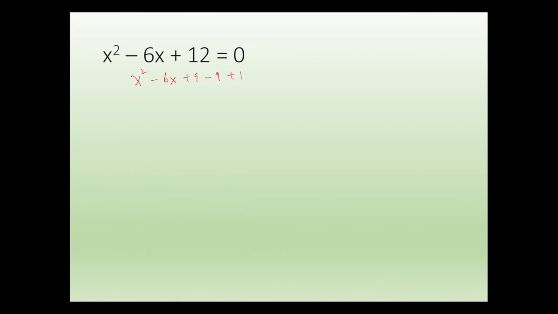So this time, x squared minus 6x, completing the square, plus 9 minus 9 plus 12 equals to 0. And we have x minus 3 square plus 3 equals to 0. And what happened is this time x minus 3 square equals to minus 3. Therefore, there's no solutions. In fact, I would say no real solution.